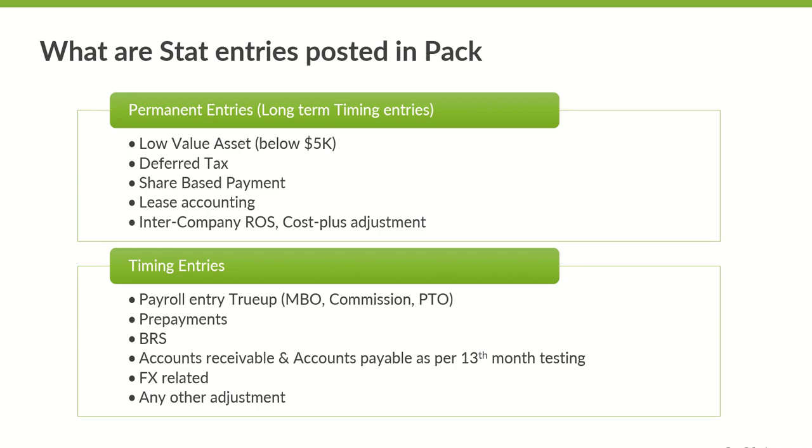And FX related items. If there are any entries which are denominated in foreign currency and those are monetary in nature, then we will have to revalue them as per the accounting standards, because if any of the above entries that we spoke about has underlying foreign currency and it is a monetary account, we'll have to post FX on it. And any other adjustments that we might come across during our course of review or analysis of our accounts.